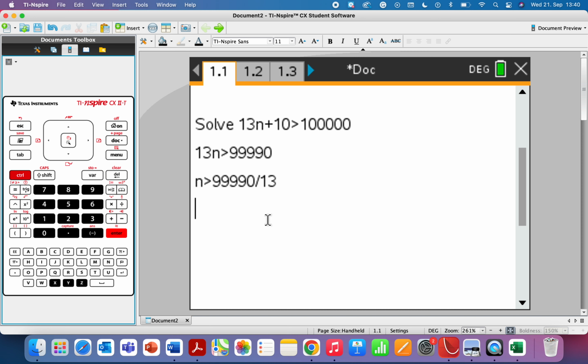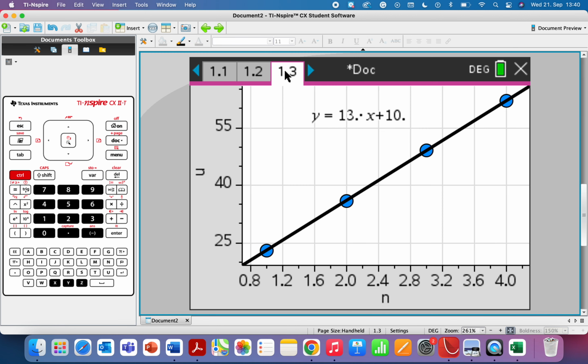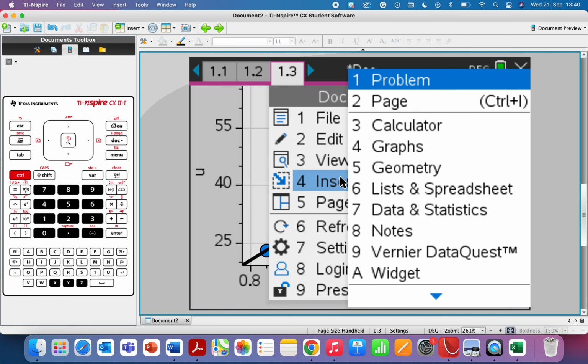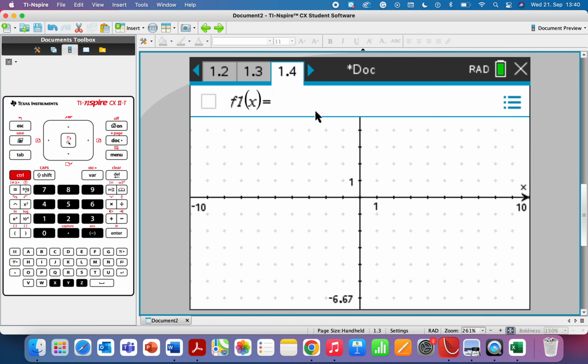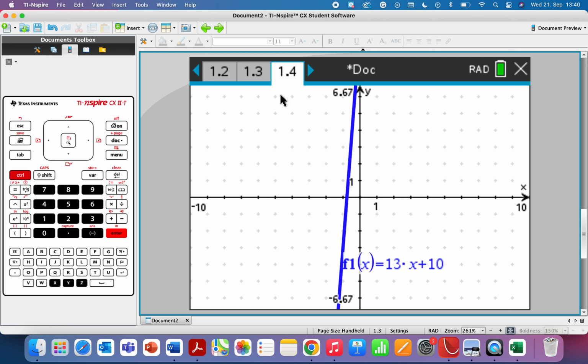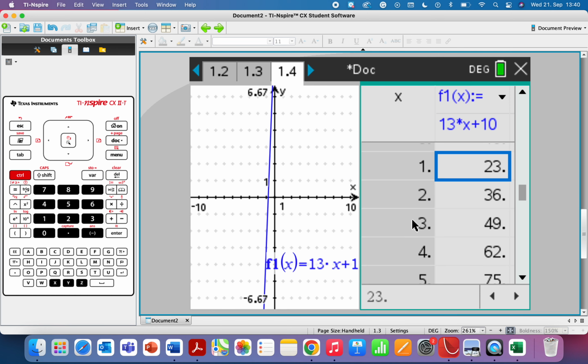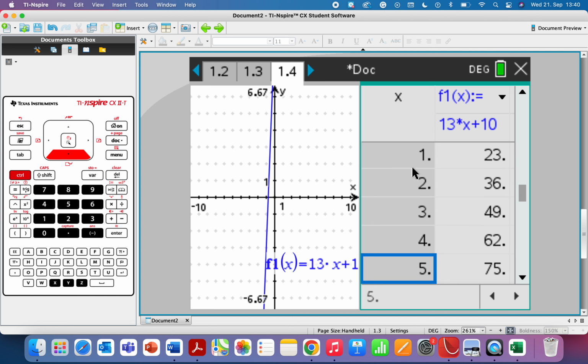But we can use our newly found equation. This is y equals 13x plus 10, so we can go doc, insert, and go to a graph, and we can type in 13x plus 10. There it is, and now remember, Control T gets us the table of values, and look, we've got the table of values to help us. Now, obviously, it could be quite a long time to get up to 100,000, and obviously this is not the way to do it.